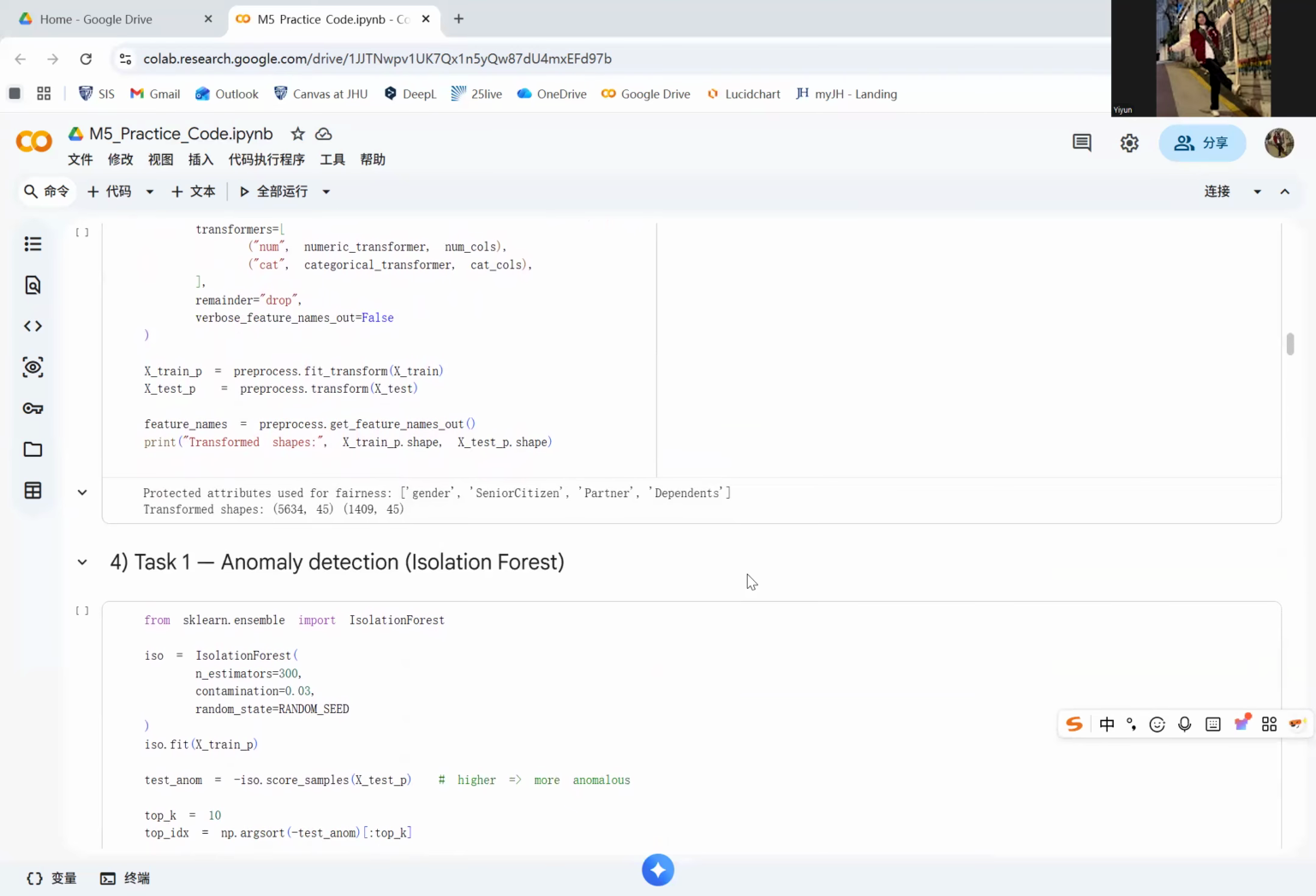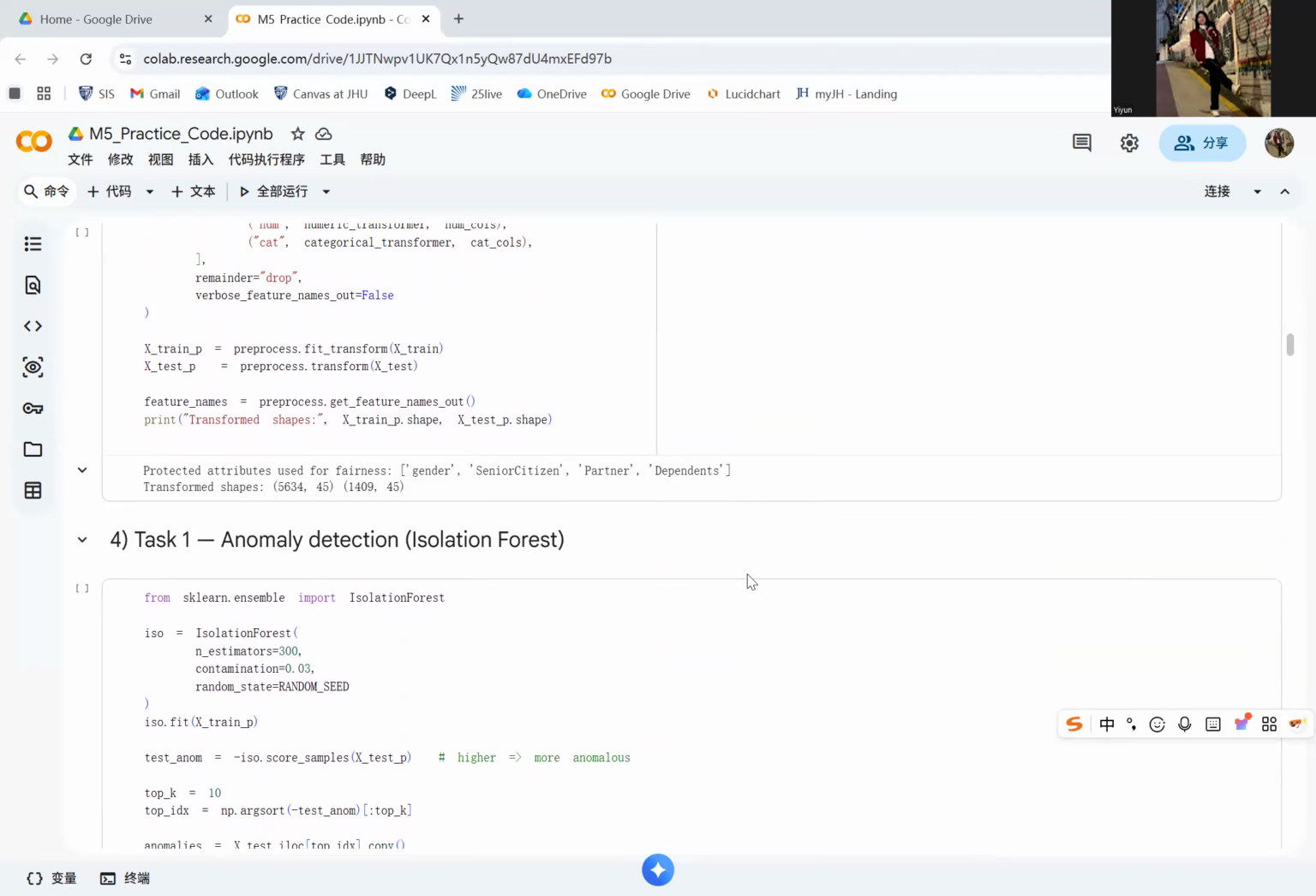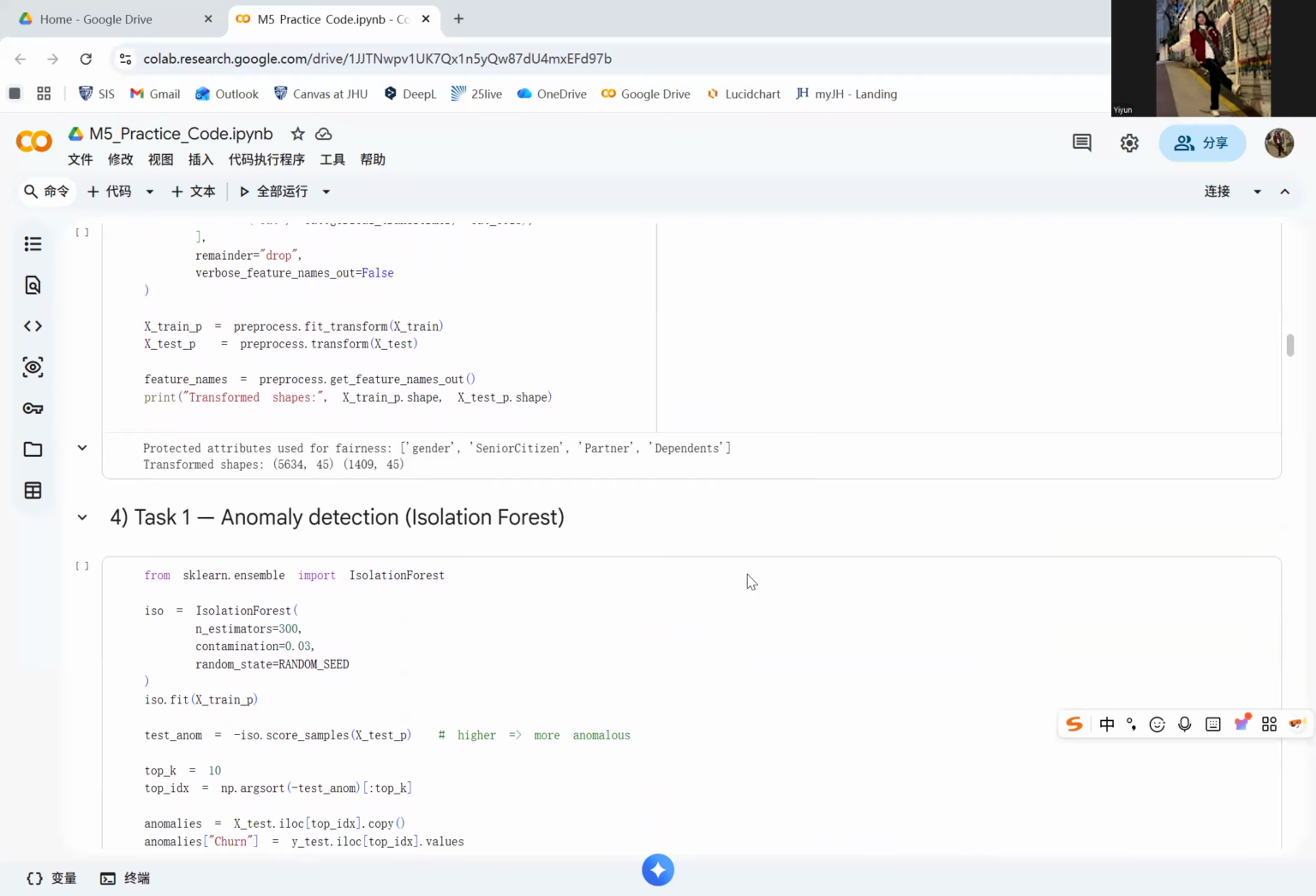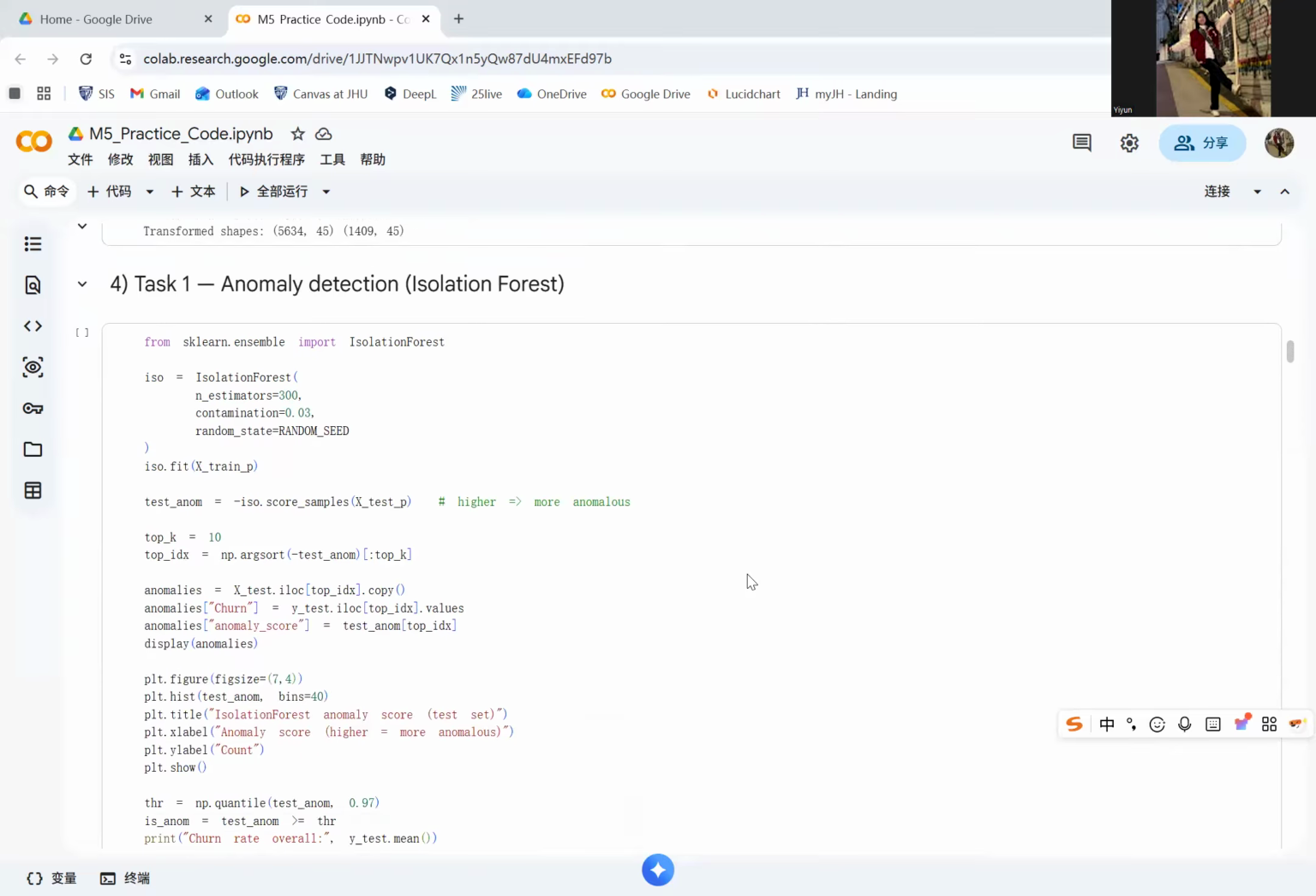The next step in the workflow is anomaly detection. I use an isolation forest model to identify potential outliers in the dataset. Anomaly detection helps identify unusual customers whose behavior differs significantly from the majority. These anomalies can provide additional insights into churn behavior and help us understand whether unusual customer profiles are more likely to leave the service.